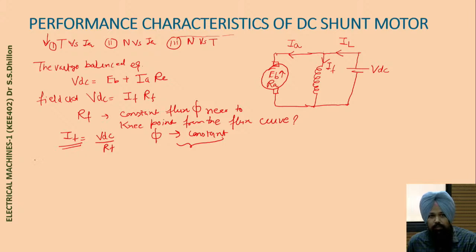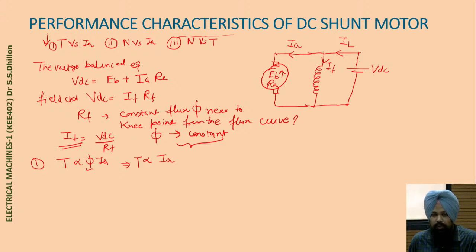As per the previous discussions on the torque equation, speed, and armature current, what we have observed is that torque is directly proportional to flux into Ia, and if flux is constant, this torque equation is modified: torque is directly proportional to Ia. You can see over here, because flux is constant in the shunt motor, torque is directly proportional to Ia.